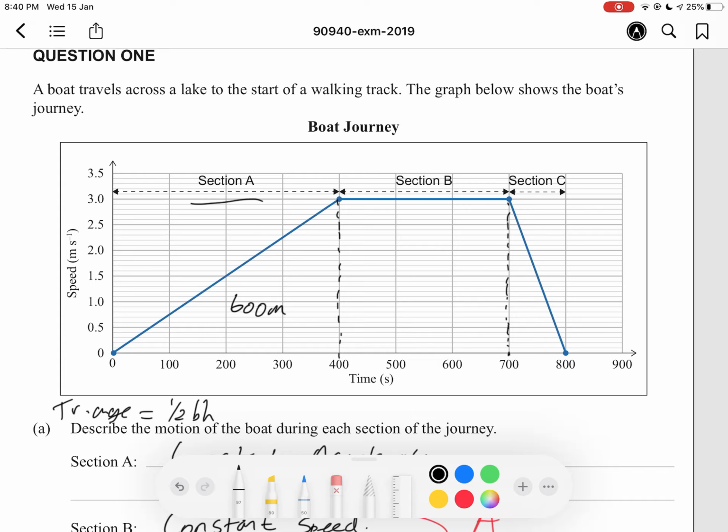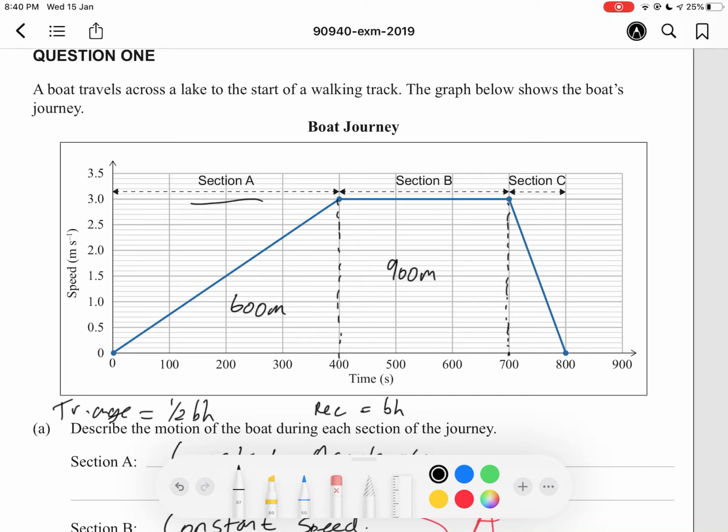For section B, that's 400 seconds to 700 seconds. The area of a rectangle is just base times height. So 400 to 700, that's a change in time. The change in time is 300 seconds, and then the height is still 3 meters per second. So we calculate 300 times 3, which is 900 meters here.